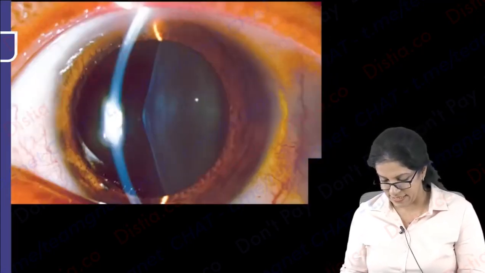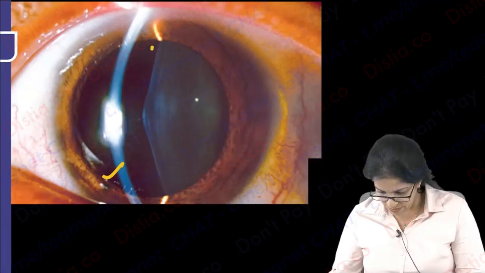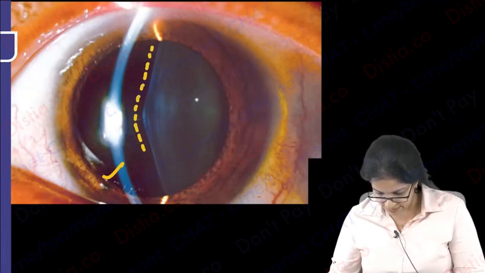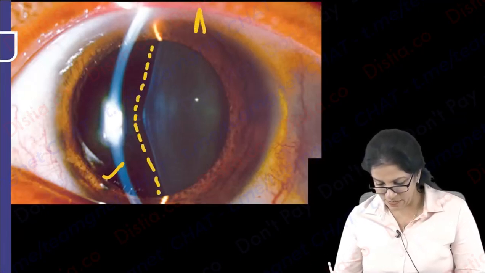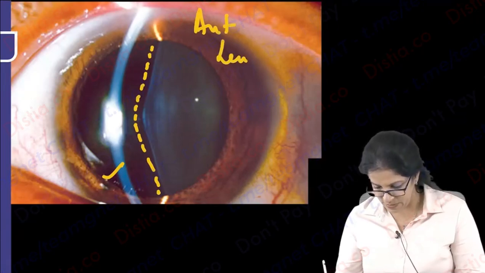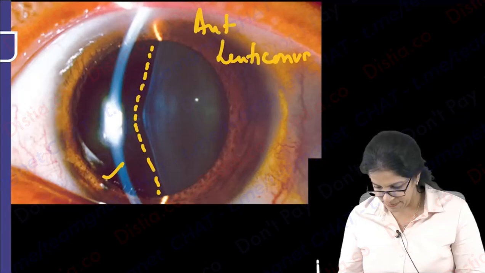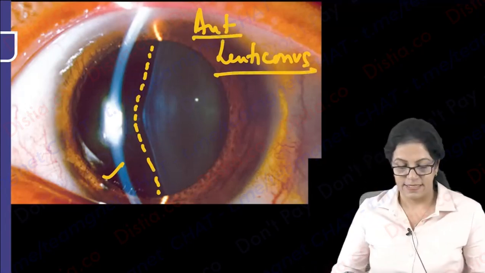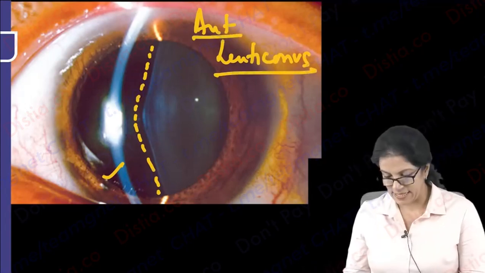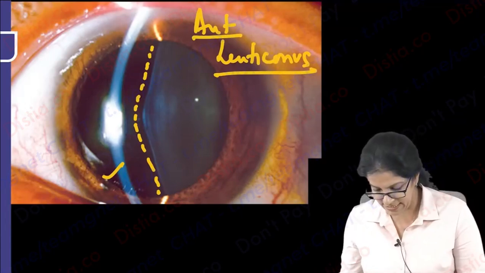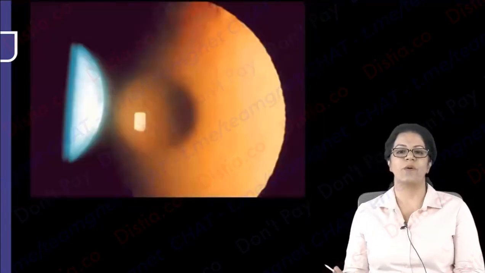Now look at this one. This is the corneal section. And what do you see? We see a conical protrusion in the anterior surface here. So this is a case of anterior lenticonus. Right? Okay. So this is your anterior lenticonus. We come to the next, this is what is oil globule reflex.